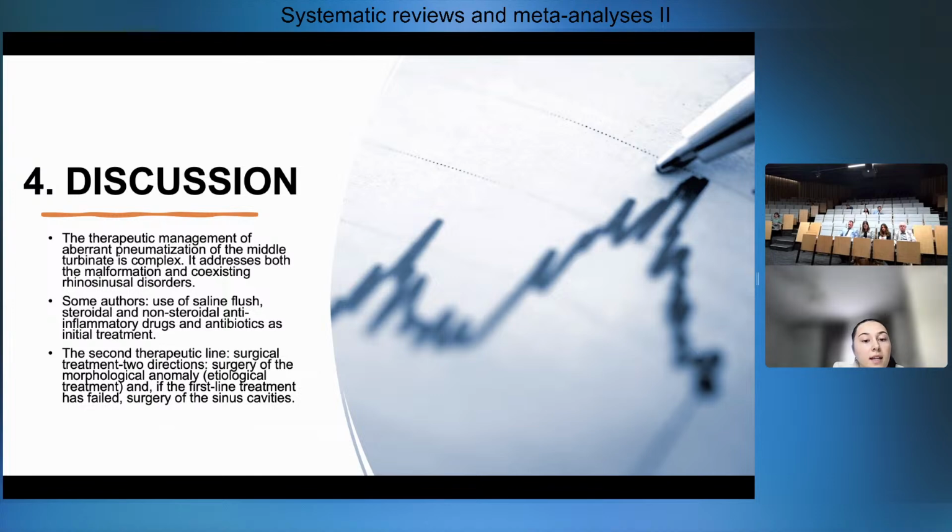The second therapeutic line is the surgical treatment, and it has two directions. The first one would be the surgery of the morphological anomaly, which is an etiological treatment. And if, for example, the first line treatment has failed, surgery of the sinus cavities can also be indicated.